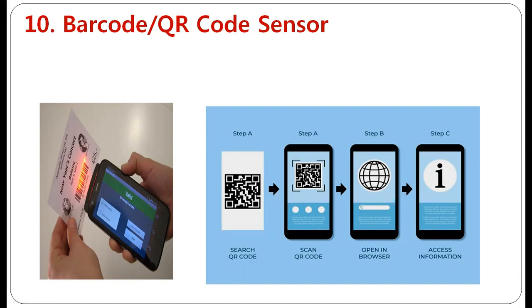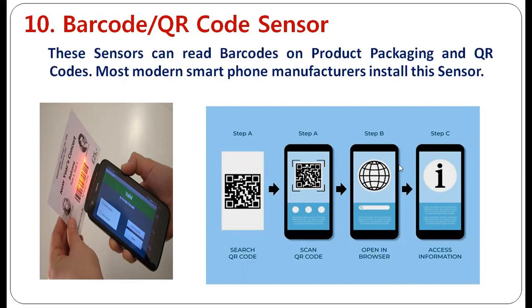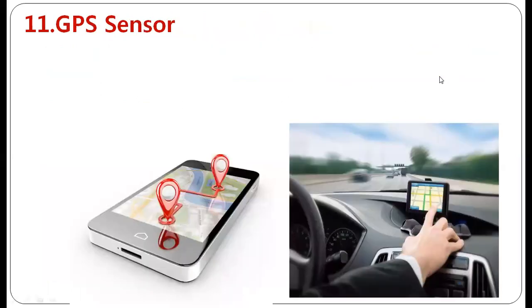In some of the phones, we can have inbuilt apps for barcodes and QR codes. If you open that, it will ask you to search for a QR code. Then we can go for scanning of the QR code. Then it will be taken to the next step, that is nothing but opening a browser. From that browser, we can access the information also. This sensor can read barcodes on product packaging and QR codes. Most modern smartphone manufacturers will install this type of sensor.